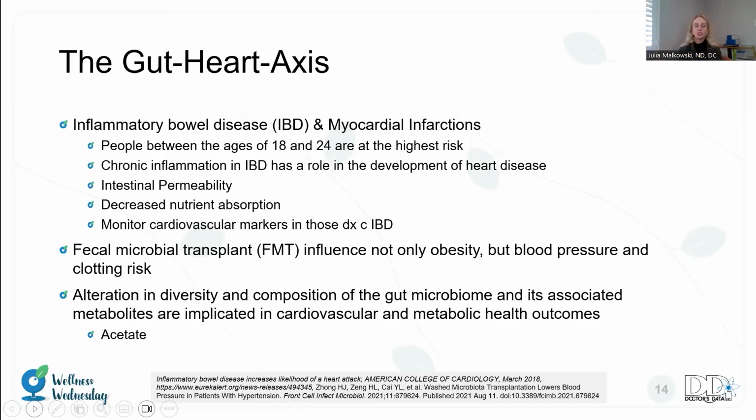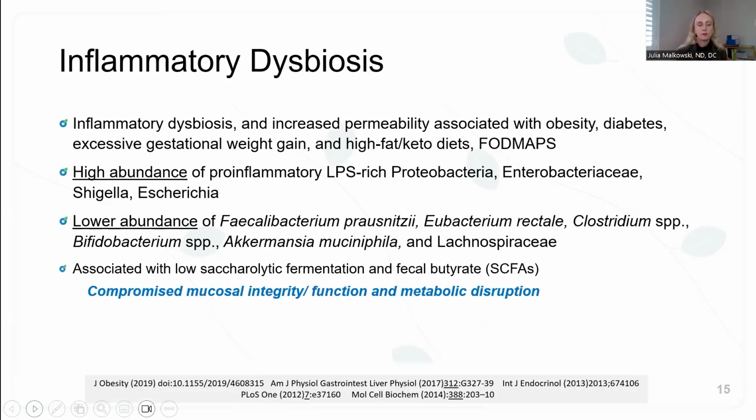Another consideration is fecal microbial transplants, as we know that these influence not only obesity, but blood pressure and clotting risk. Again, alterations in diversity and composition of the microbiome are associated with cardiovascular disease and metabolic health outcomes. The short-chain fatty acid acetate is a biomarker that may be associated, when it's elevated, with a standard American diet. Inflammatory diet may be associated with cardiovascular disease.